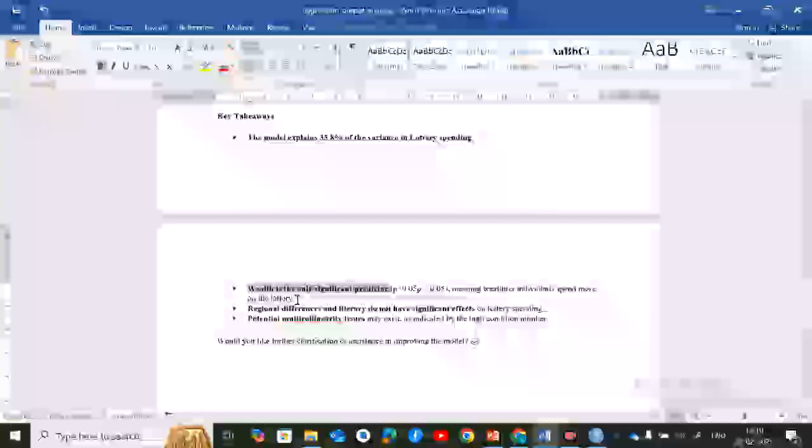The regional difference in literacy does not have a significant effect. It means regional differences, whether someone is from east, west, north or south, don't play an important role. If someone is from the south, it doesn't mean he is going to spend more money on lottery. So it is also establishing a fact, a kind of correlation. And potential multicollinearity exists, as indicated by the condition number; possibly you have to check multicollinearity region-wise. But region and literacy don't play any important role in lottery spending. It's only the wealth.